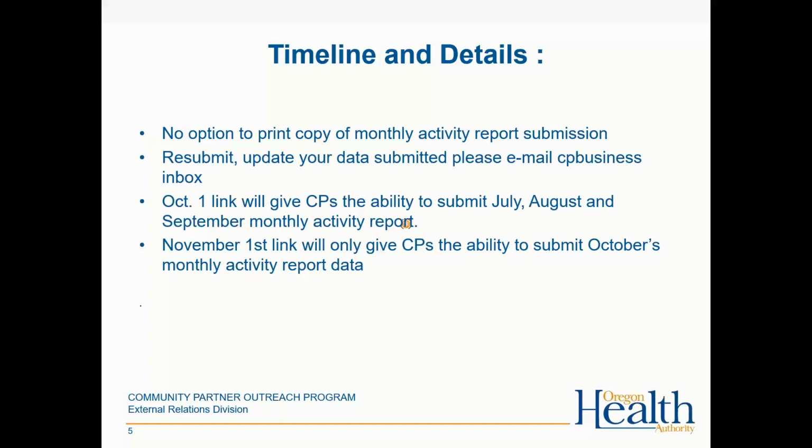I want you to remember that tomorrow's link will give you the ability to submit July, August, and September's monthly activity reports, all 3 months. The November 1st link will only give you 1 month moving forward. That's traditionally how it's going to happen. The November 1 link will give CPs the ability to submit October's monthly activity. So the anomaly will be tomorrow's link, when you'll be able to submit 3 activity reports, July, August, and September. That will go out tomorrow, October 1.